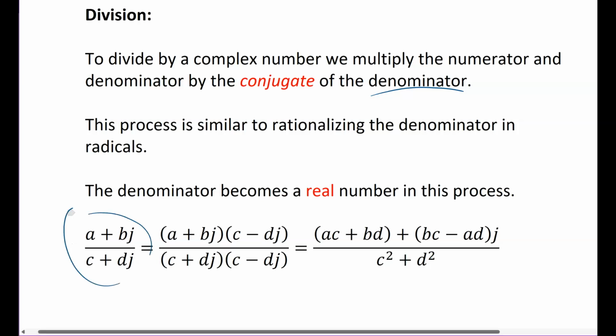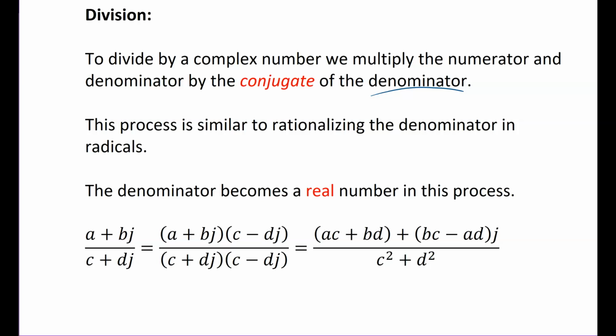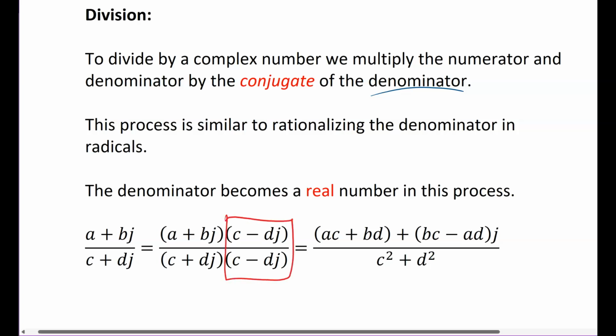I have a division going on right here. You'll notice that the denominator is c plus dj. Now, the conjugate of c plus dj is c minus dj, and we are multiplying both numerator and denominator by the conjugate of the denominator, c minus dj. And look at what that is: c minus dj over c minus dj. Anything over itself is equal to 1, so we're not changing the value of this. We are changing the way it looks, however.